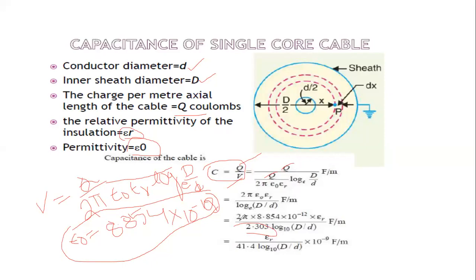Then 2 pi into 8.854 into 10 power minus 12 by 2.303 is equal to 41.4 into 10 power minus 9. Then it can be written as epsilon r by 41.4 log base 10 D by d into 10 power minus 9 farad per meter.